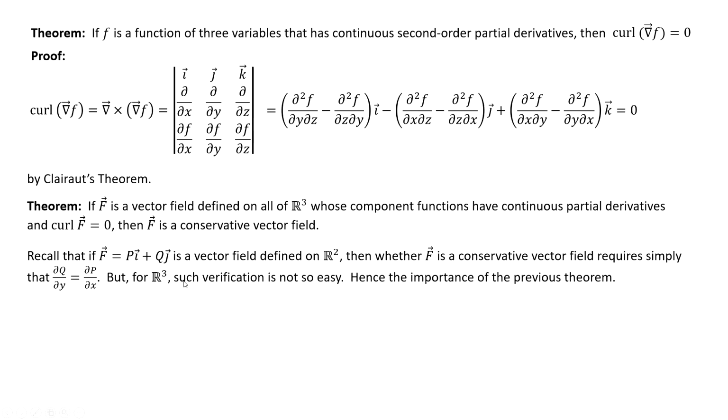But the question is, in R3, meaning if you have Pi plus Qj plus Rk, then how do you know whether the vector field is conservative or not? That verification is not so easy. And that's where this theorem comes to the rescue. It says, you've got a three-dimensional vector field? Then just figure out curl F and see if that curl F is 0. If it is, then F is a conservative vector field. Cool.